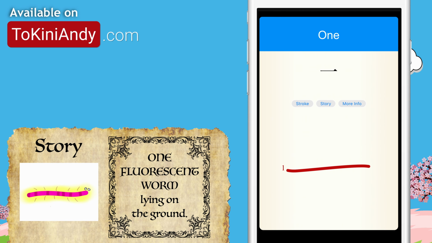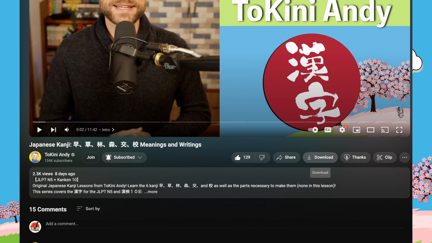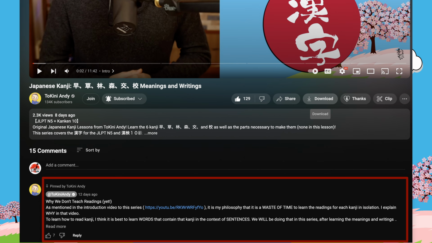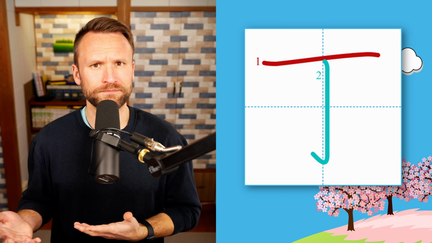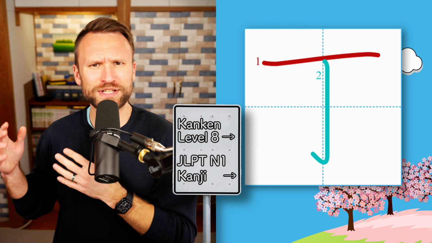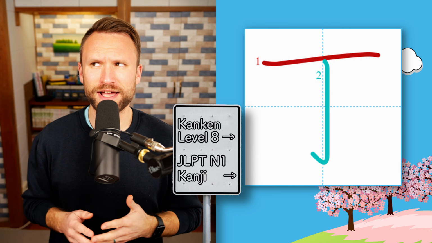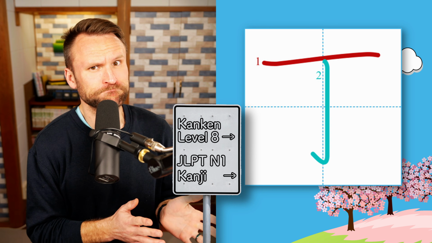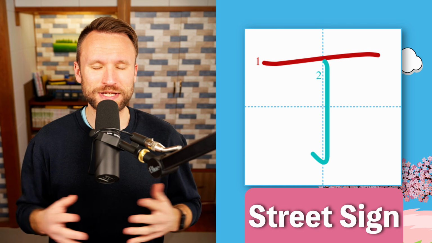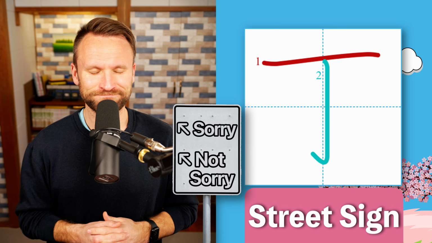By the way, check the pinned comment below this video to see why we are not learning readings for each kanji just yet. The signs are all pointing at us starting with a part today, though there are signs over here telling me that this is actually a Kanken level 8 and JLPT N1 kanji. Anyway, just a part for us today. It means street sign. Sorry, not sorry.